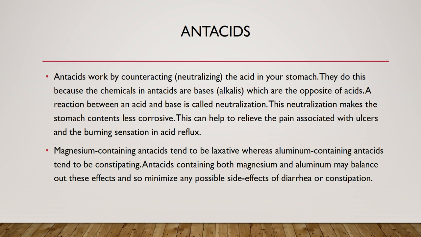This neutralization makes the stomach contents less corrosive, and this can help to relieve the pain associated with ulcers and the burning sensation of acid reflux. They also have magnesium-containing antacids, which tend to be more of a laxative, whereas aluminum-containing antacids tend to be more constipating. So you can get antacids that are aluminum-based or magnesium-based. Both antacids may balance out the effects of the gastric content itself, and this also minimizes the side effects of diarrhea or constipation.